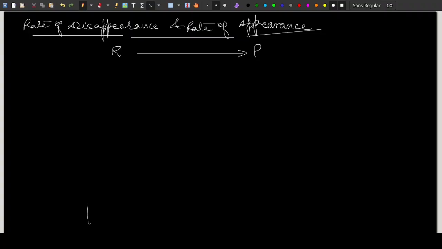So one concept that you should note here: rate is never negative. A rate is never negative. So it is not possible to encounter a negative rate. This is the important concept.